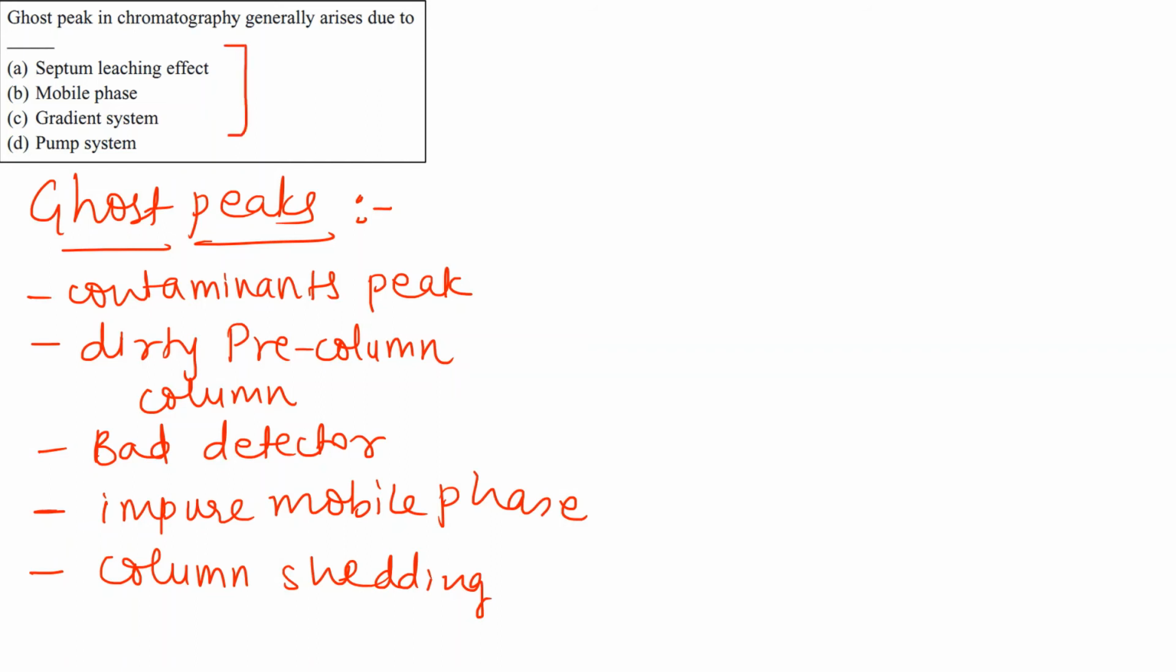So among these options, the options say mobile phase, gradient system, pump system. It is saying mobile phase, but this is not the correct option because they have not written here impure mobile phase. The plain mobile phase will not cause appearance of ghost peak. So the correct answer here is answer A, that is septum leaching effect. Something is leaching out and that is passing along with the mobile phase into the column and reaches the detector, so that its peak is appearing here in the chromatogram. So option A is the correct option.